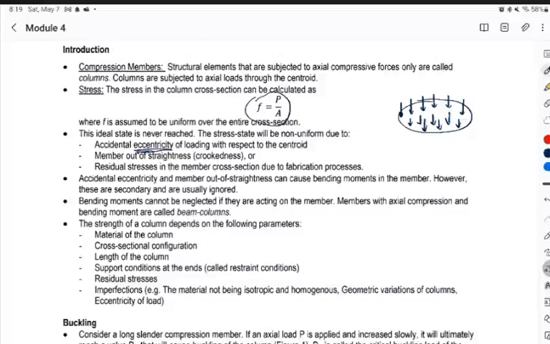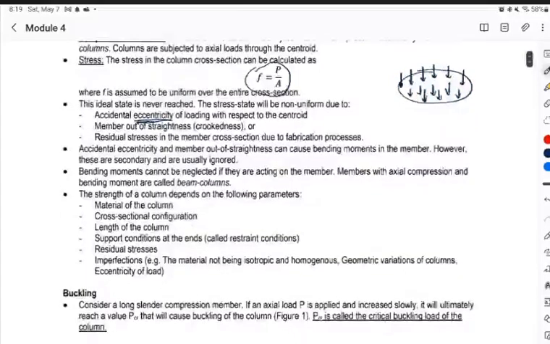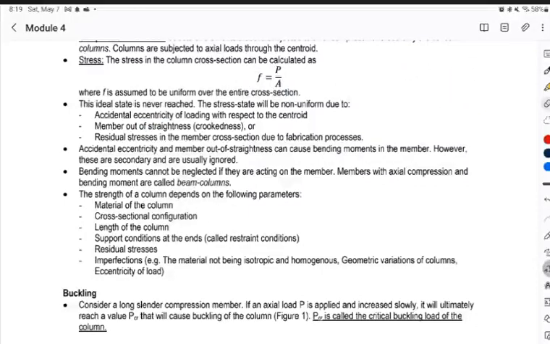And then our members are out of straightness, or crookedness. The constructability of our materials is not perfect, so there could be out of straightness. And we have residual stresses in the member cross-section due to fabrication processes. Accidental eccentricity and member out of straightness can cause bending moments in the member.